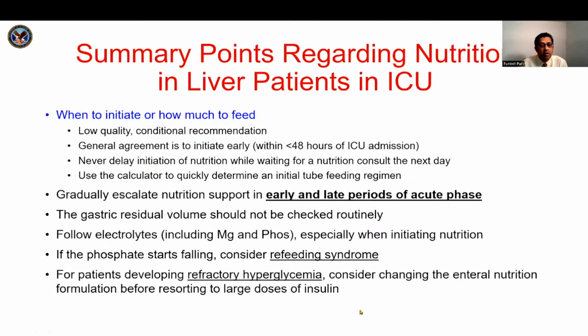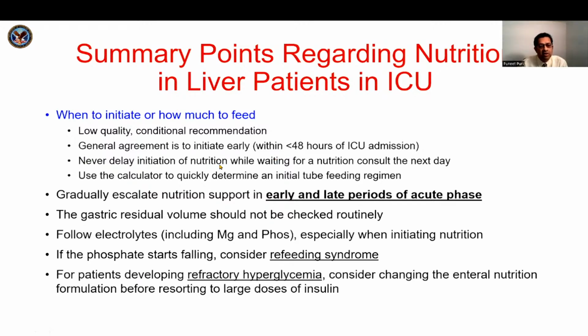So some summary points regarding nutrition in liver patients in ICU. One big question comes: when to initiate or how much to feed. And the recommendations, again, in summary, are low quality and conditional, but the general agreement is to initiate early, preferably within 24 to 48 hours of ICU admission.